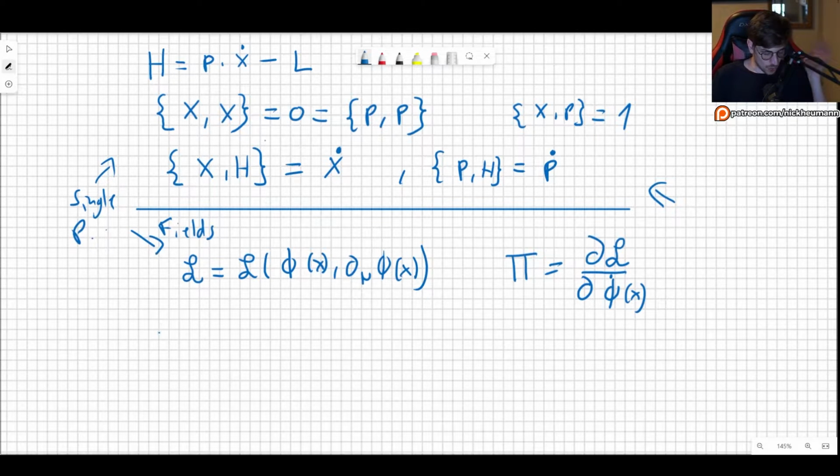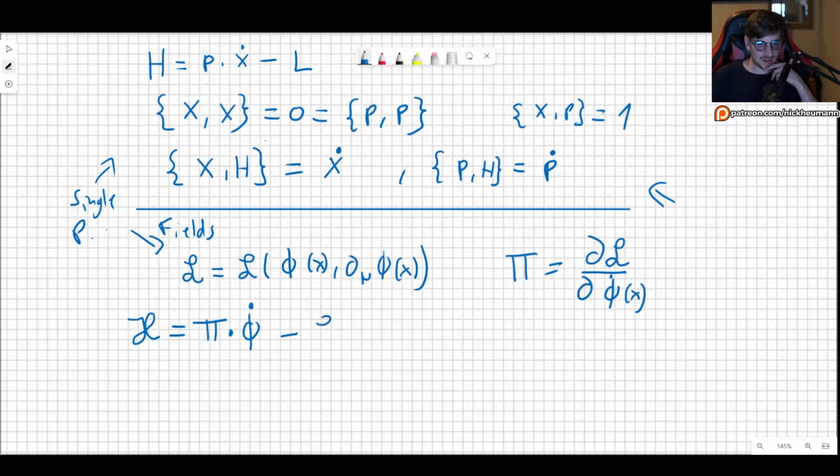With this, we can now build the Hamiltonian density, which I will write using this cursive h. It looks a bit weird, but that's just a cursive h, I promise. And this is going to be, in analogy to before, simply the canonical momentum times, now instead of x dot, phi dot.